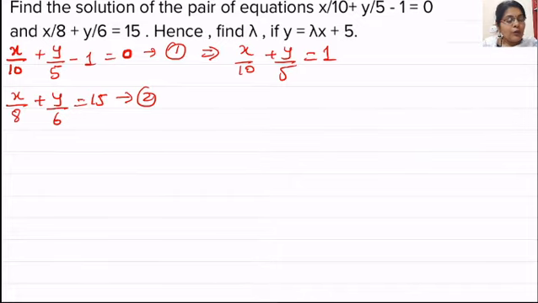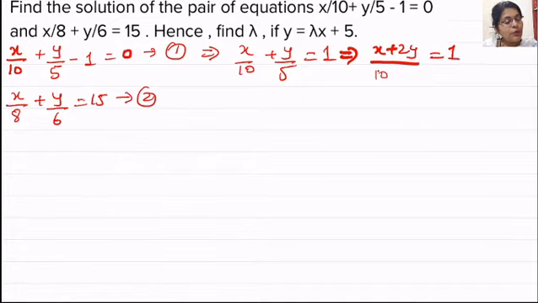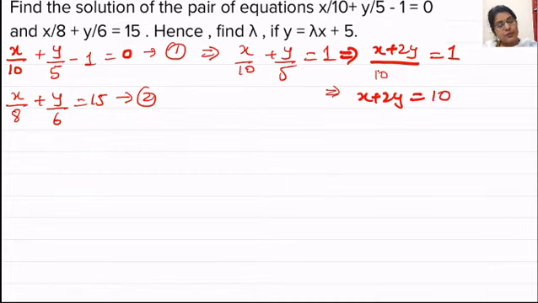Now further, what we can do is simply take the LCM. It will become 10 over here, and this will become x plus 2y equal to 10. This is our first equation.